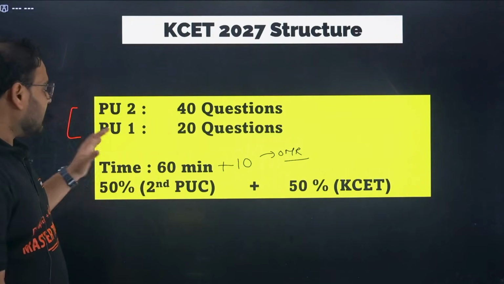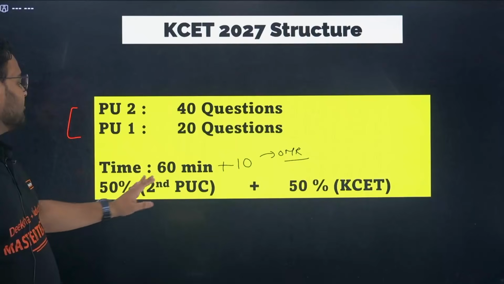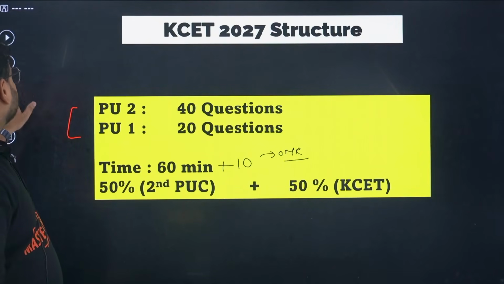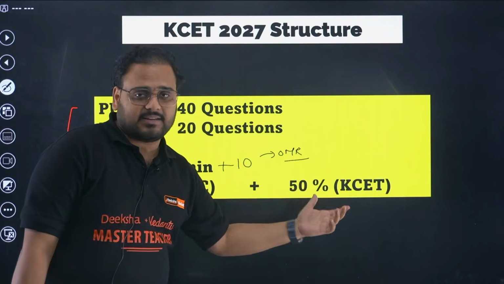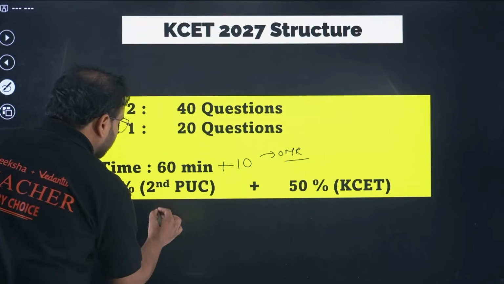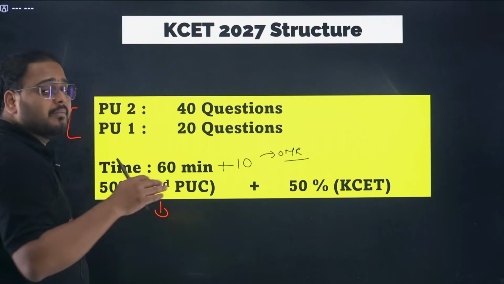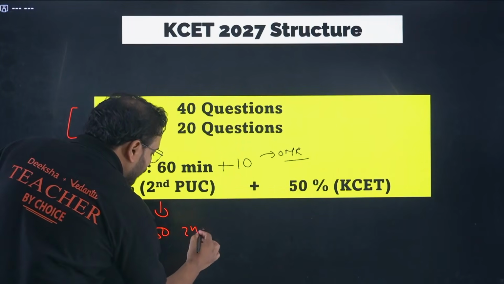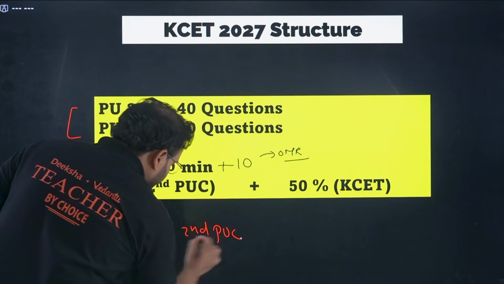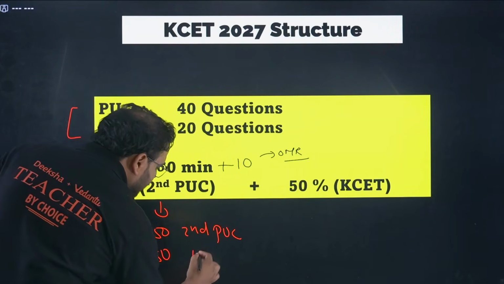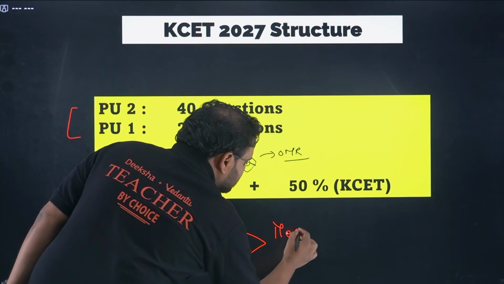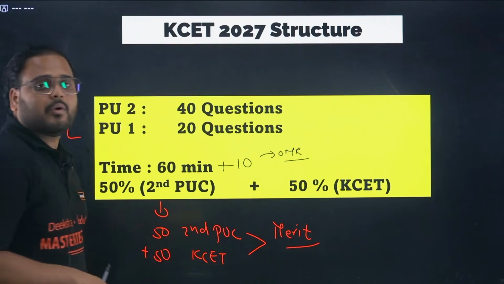Okay. Then weightage, I hope you know, the weightage is 50% for second PUC and 50% for KCET. What I said, this is your weightage, means in your final merit rank, you'll have 50% coming from your boards and 50% will come from your KCET examination, and that's how you're gonna get your merit rank. So this is the structure of your examination. Okay, I hope this is clear.